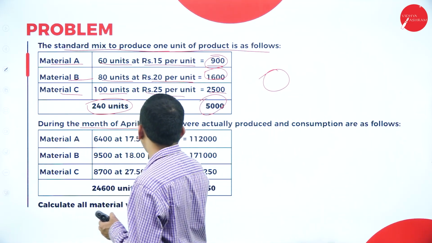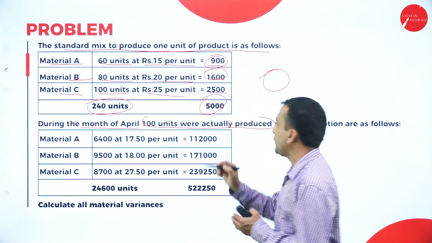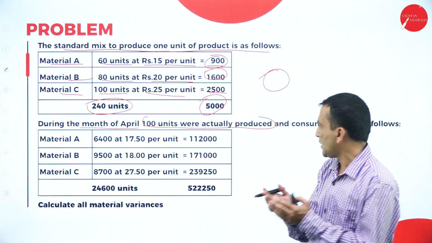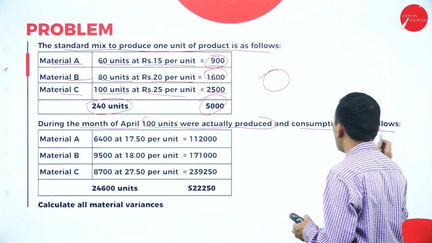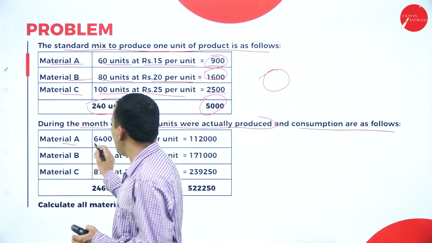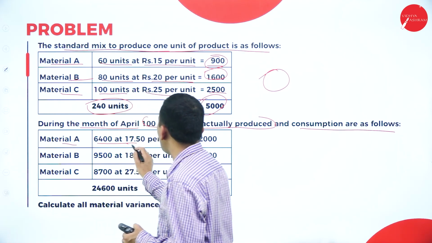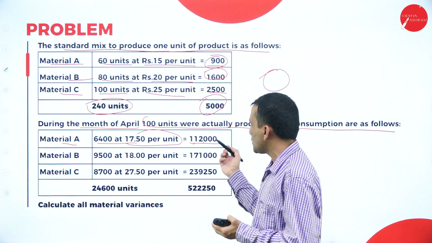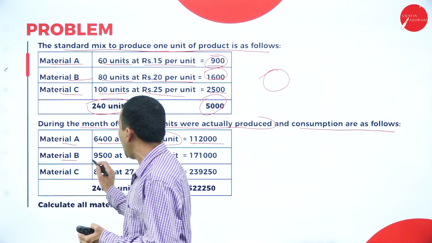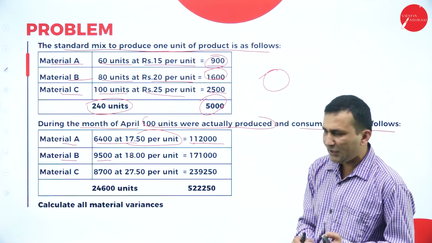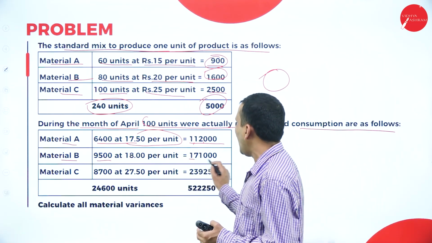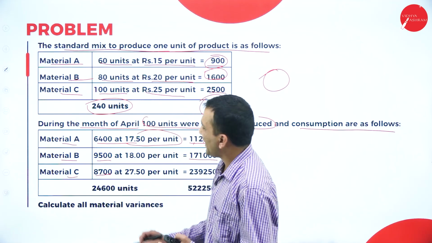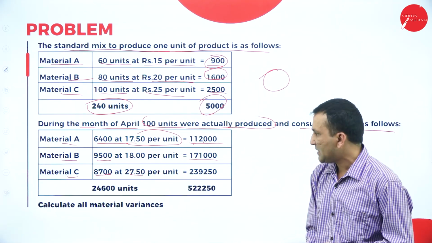During the month of April, 100 units were actually produced. These 100 units you are producing are nothing but your actual yield, the output. The consumption is as follows. Material A, 640 at the rate of 17.50 per unit; if you multiply directly, 1,12,000 we are getting. Next, material B, 9,500 at the rate of 18 per unit; if you multiply, 1,71,000. Material C, 8,700 at the rate of 27.50 per unit.